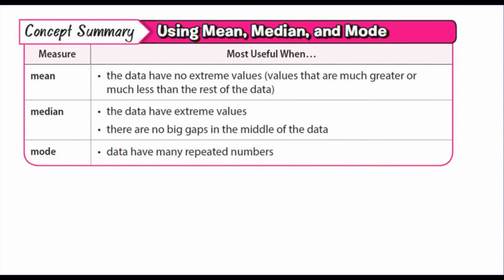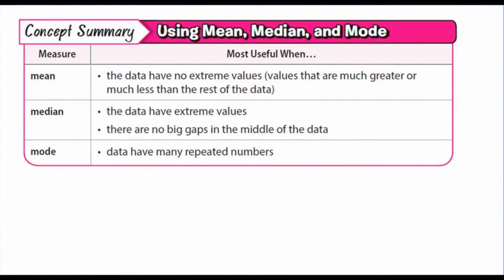So how do we know when to use the mean, the median, and the mode? Here are some tips of which measure of center we should use when we're looking at different data sets. You should use the mean when you have no extreme values that are much greater or much less than the rest of the data. You should use the median when you do have extreme values, because those extreme values can affect the mean.